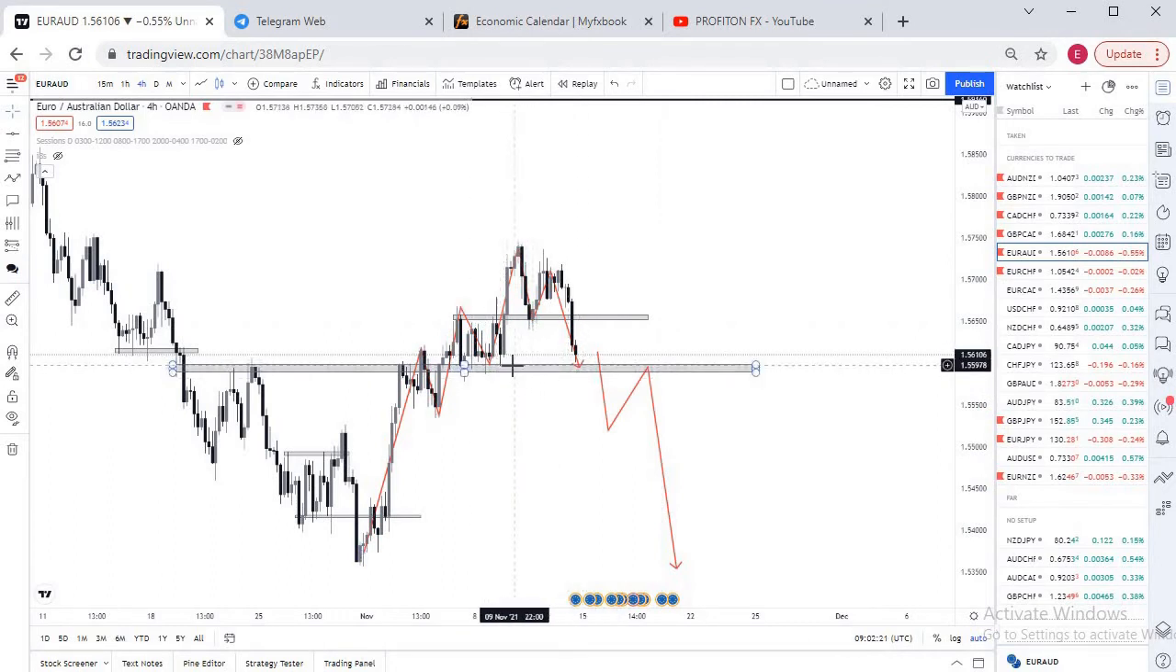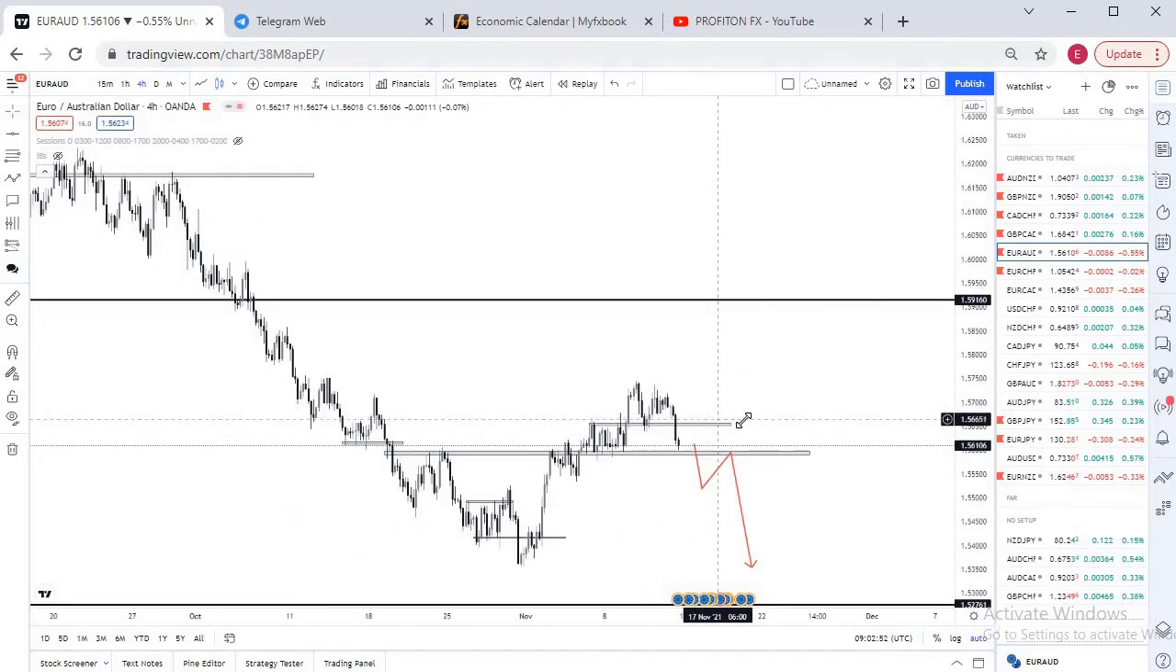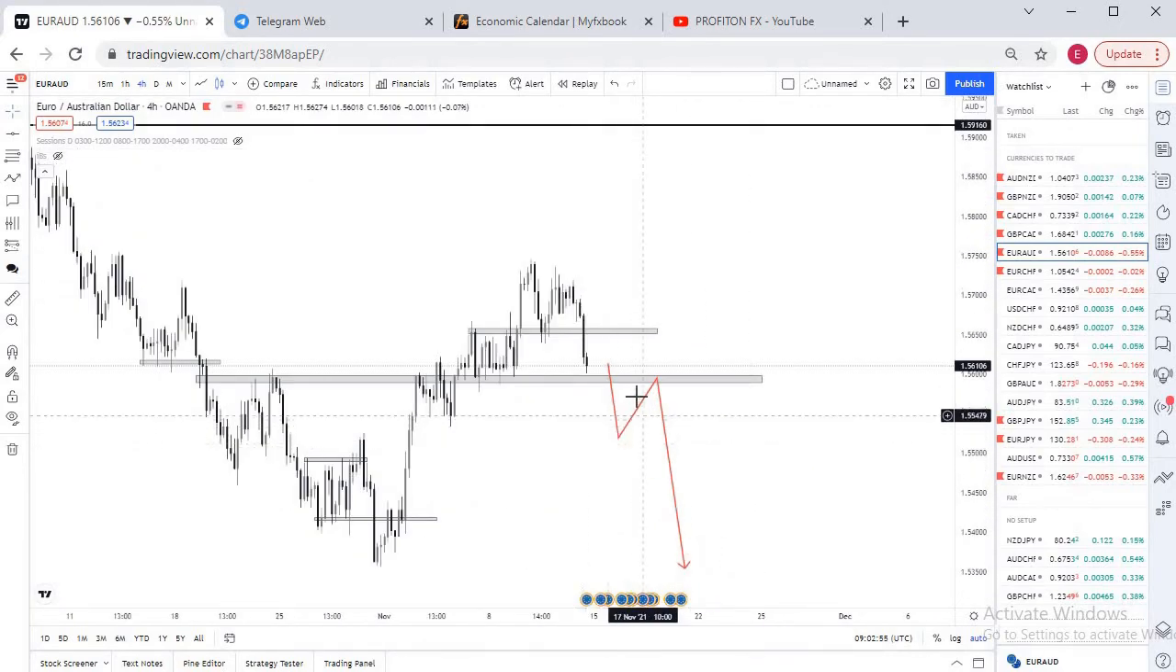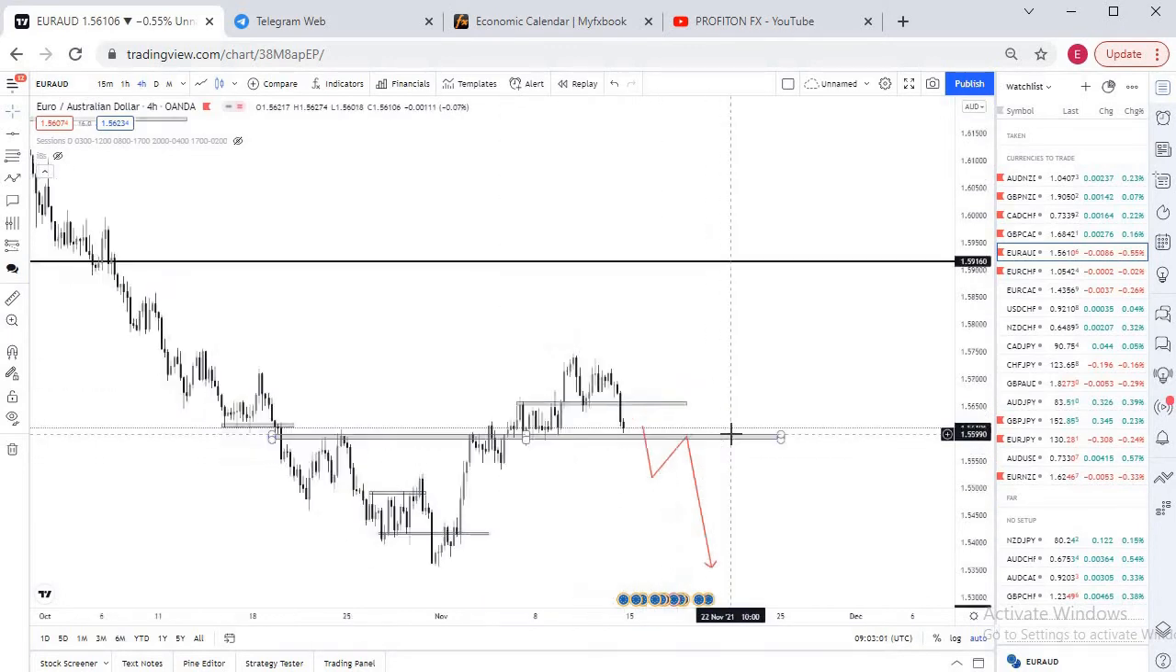If price happens to break even this low, considering this is the main low, the main higher low that created this major higher high here, so if this level is taken out, then I'll be ready to change my direction of bias on this currency pair. I'll now start looking for short positions. That's where I've placed my sell setup after the break and retest of this horizontal level here. And that's what I'm going to be looking for, a break and retest of this level here. Then I'll be looking to short this market.